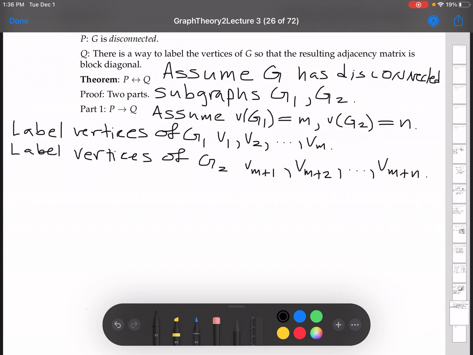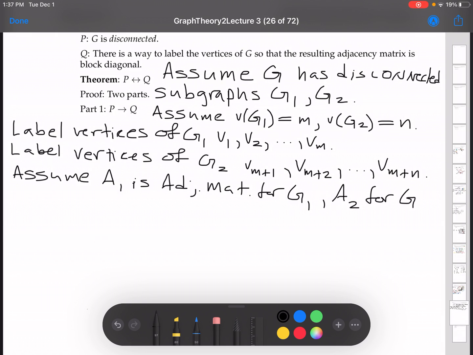Now each of these subgraphs, G1 and G2, are graphs in their own right, so each of them has an adjacency matrix. So we can give a name to those matrices. Assume A1 is the adjacency matrix for G1, and A2 for G2.